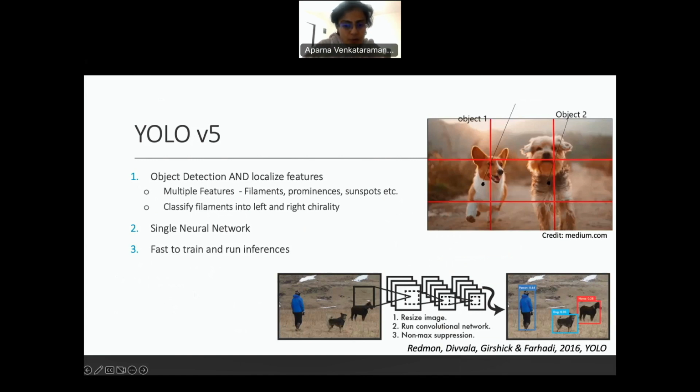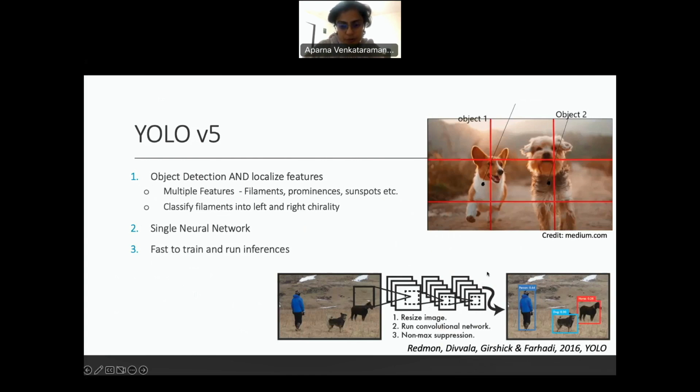We use YOLOv5 for training the model. YOLOv5 because it is a one-step neural network. It does both object detection and localization in one neural network, unlike some of the other popular ones. And it is also easily implemented using Python, and it is fast to train and run inferences.